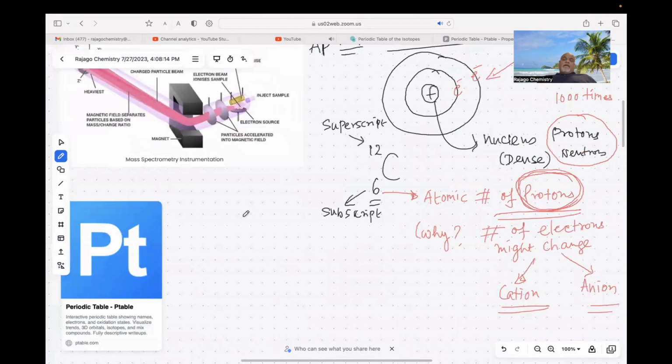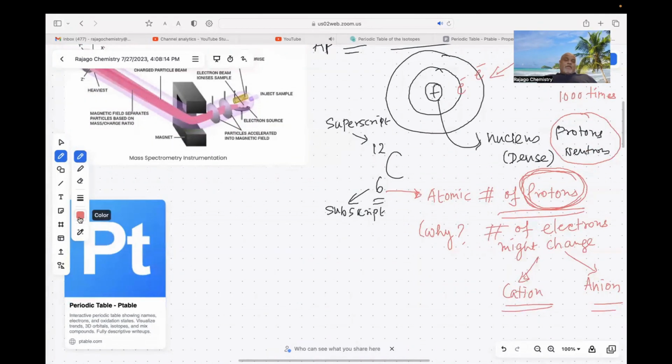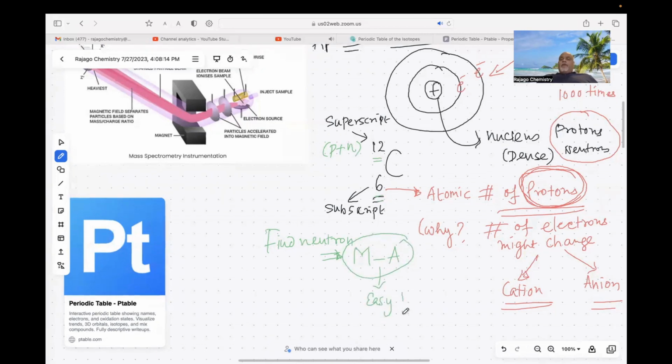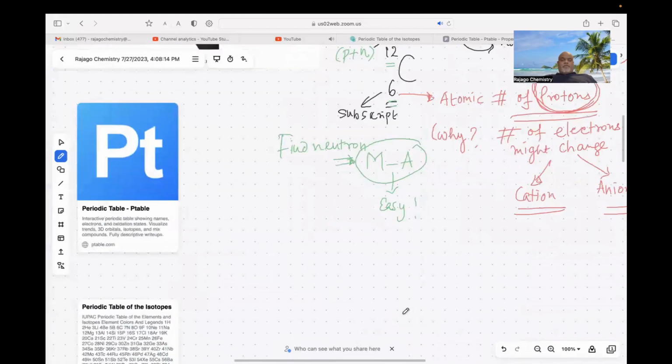Next is the superscript, the mass number, which is always protons plus neutrons. So if you want to find neutrons, all you have to do is subtract the atomic number from the mass number. It's very easy. It's an easy process. Okay? But you have to remember this. Easy means you have to remember.